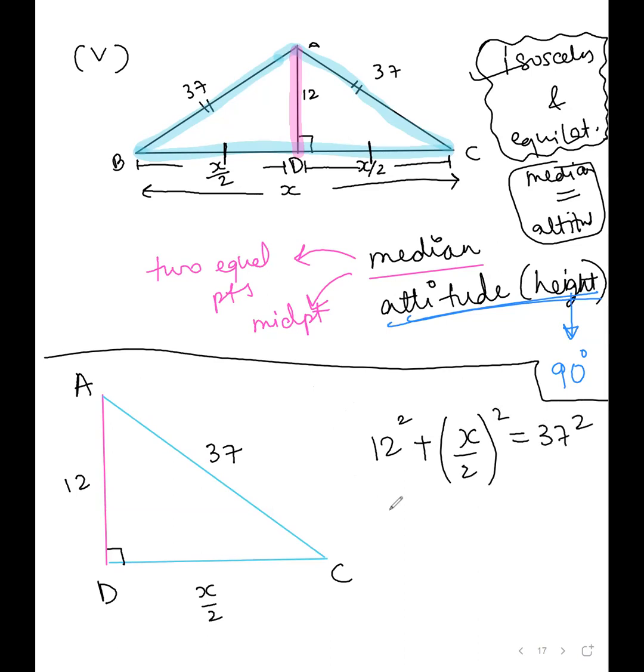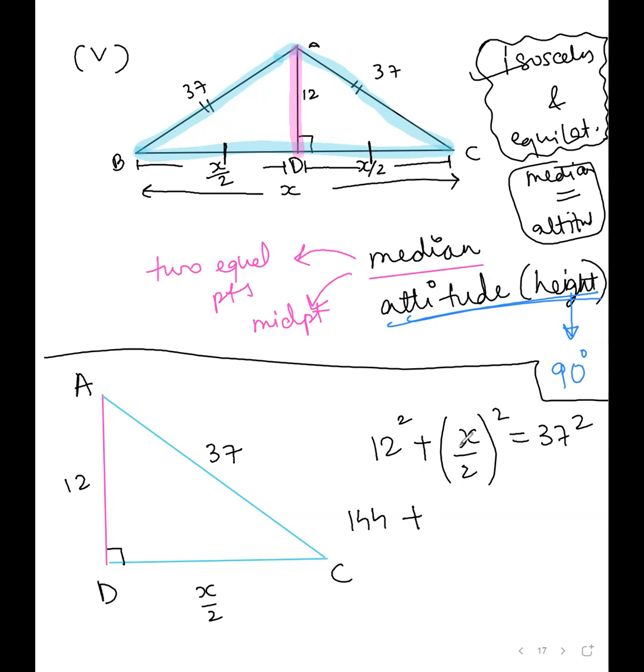What is 12 square? 12 square is... wait, I keep forgetting. 144.